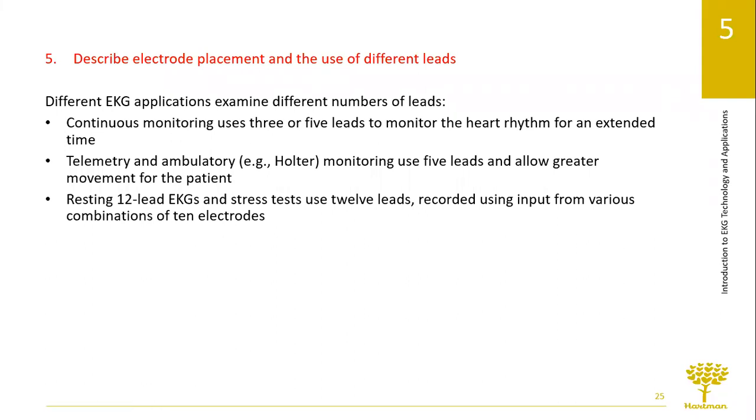All right, so when someone's on a monitor for a long period of time, they're usually on a 3-lead, 3 to 5 lead monitor. It's the limb leads, and they're monitoring them for cardiac dysrhythmias, rhythms that are too fast or too slow or disorganized. Same with the Holter monitors, but those patients can actually walk around and kind of live their life.